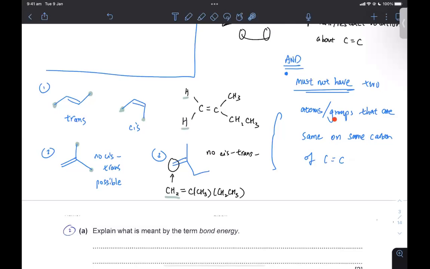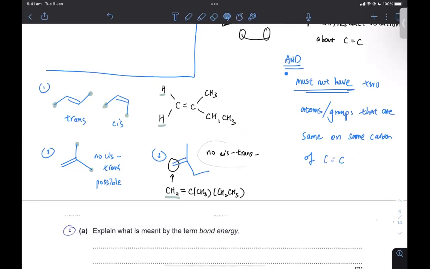Remember, it's not just groups that you're looking for. You're looking for 2 atoms or 2 groups that are the same. Okay, same groups or same atoms on the same carbon of the carbon double bond cannot have cis and trans. Okay, now I'm going to introduce to you the very last thing that cannot have cis and trans. Okay, this thing is extremely difficult. So sometimes you get it in multiple choice, sometimes you don't. Okay, but when you get it in multiple choice, you will know it.